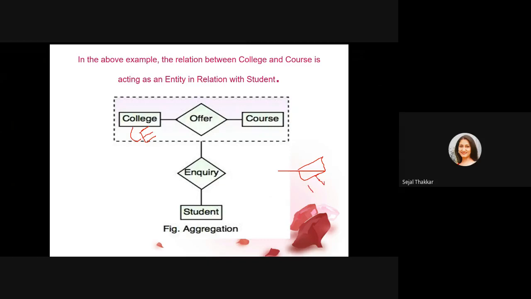and then there is a relationship between these two entities, right? So this is considered as a whole entity. This is the aggregation, it consists of, right? College offers courses, that is one entity, and student inquires about this entity. So this is called aggregation.